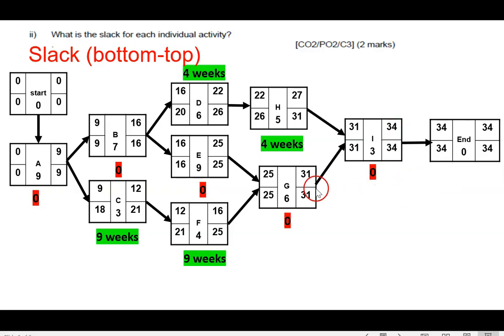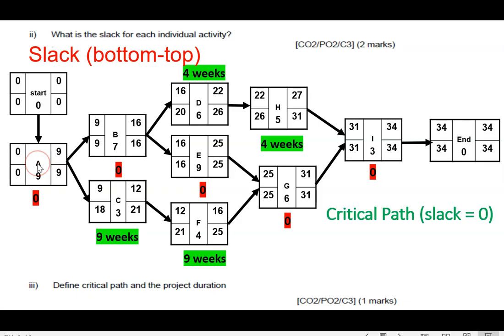So we can see that some of the slack is 0 and some of the slack has value. Okay, so we're done with this part. Define the critical path and the duration of the project. The critical path is the one with the 0 here, the red color. So the critical path is going to be A, B, E, G, and I. That's the critical path.